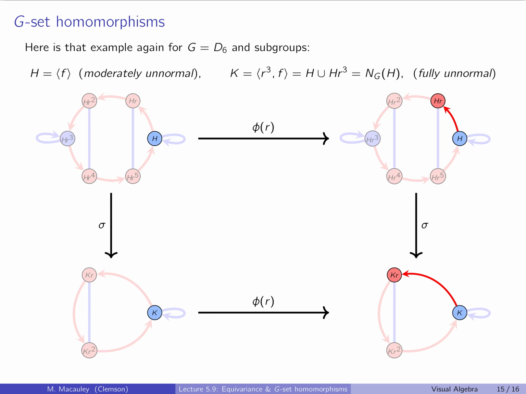And here's that example one more time in terms of a commutative diagram. So if we start with H and we press the R button, we go up here, and then we send it to the corresponding coset of K via sigma. That's the same thing as first sending this to the corresponding coset of K and then pressing the R button over there.